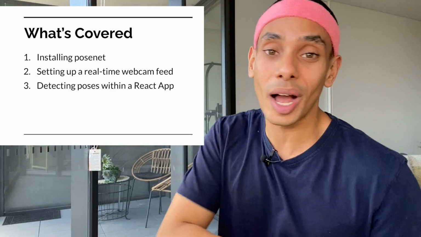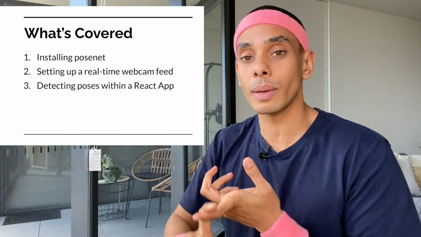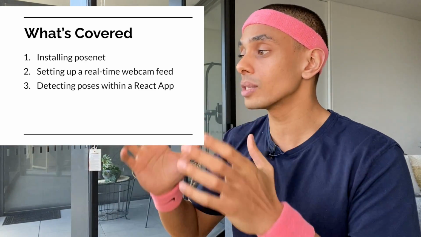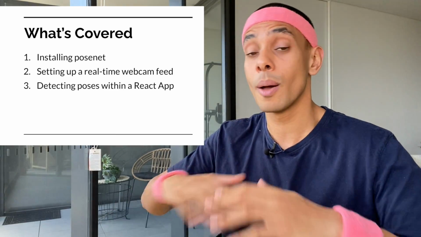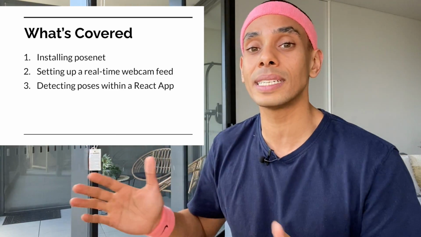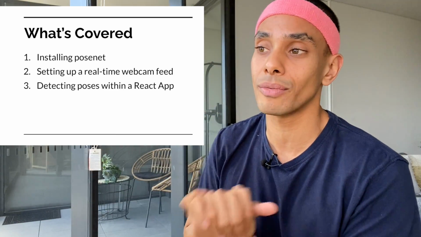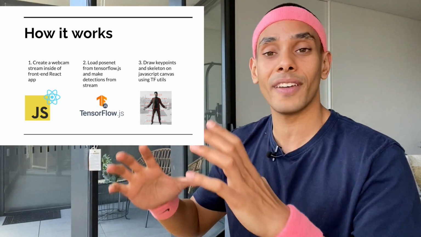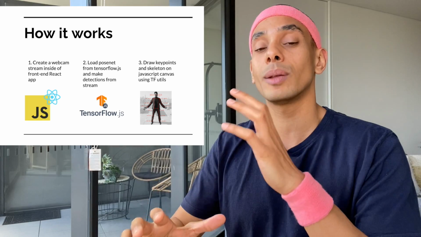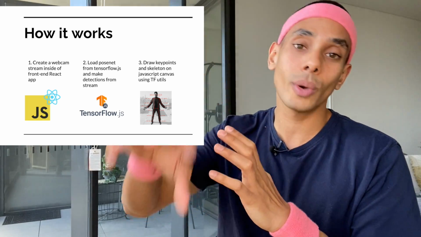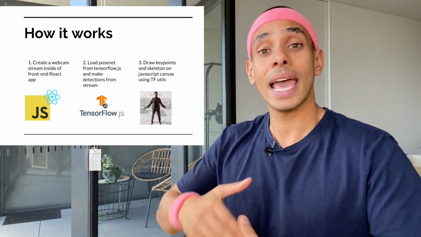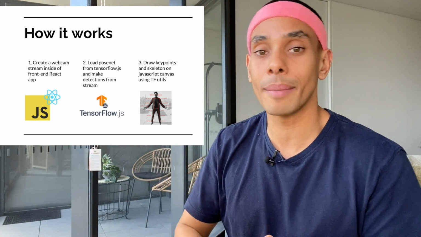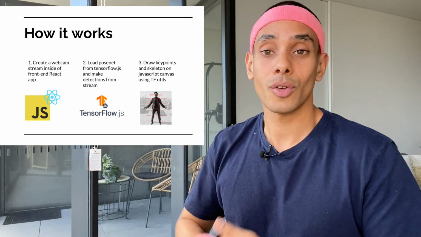Now, in terms of what we're going to be covering today, we're going to be installing PoseNet in order to build a React application. We'll set up a real-time webcam feed and detect poses in real time, and it'll all be done encapsulated within a React app. Now, in terms of how it's going to work, we'll be creating that webcam feed, and from that webcam feed, we're going to be passing that feed to our TensorFlow model, making detections, and then drawing our poses on top of our canvas in real time using the HTML canvas. Ready to get to it?